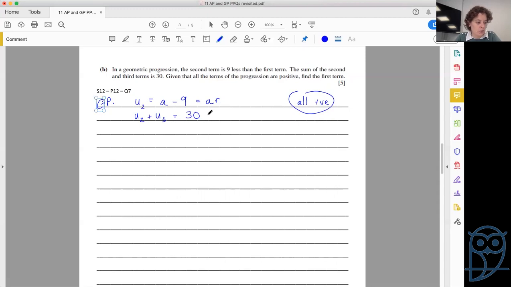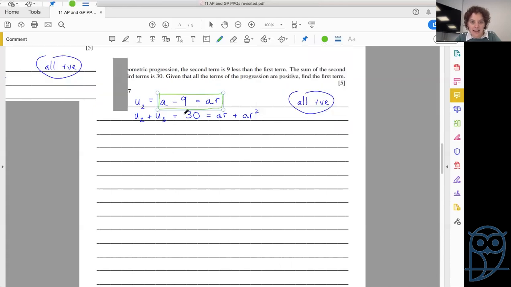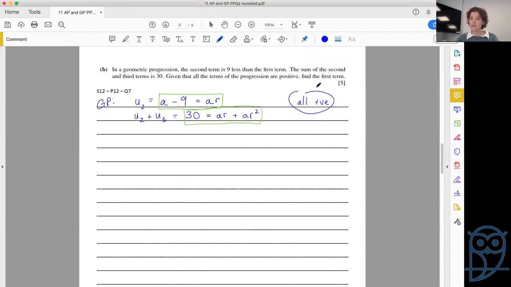Right, U2 plus U3, we need to get this down: AR plus AR squared. And now you can see my magic works a little bit, yeah? Because on this first line, we have A minus 9 equals AR. And on the second line, we have 30 equals AR plus AR squared. And we breathe a big sigh of relief, because if we have two equations and two variables, we can get to an answer because we can solve them simultaneously. So how are we going to do this?